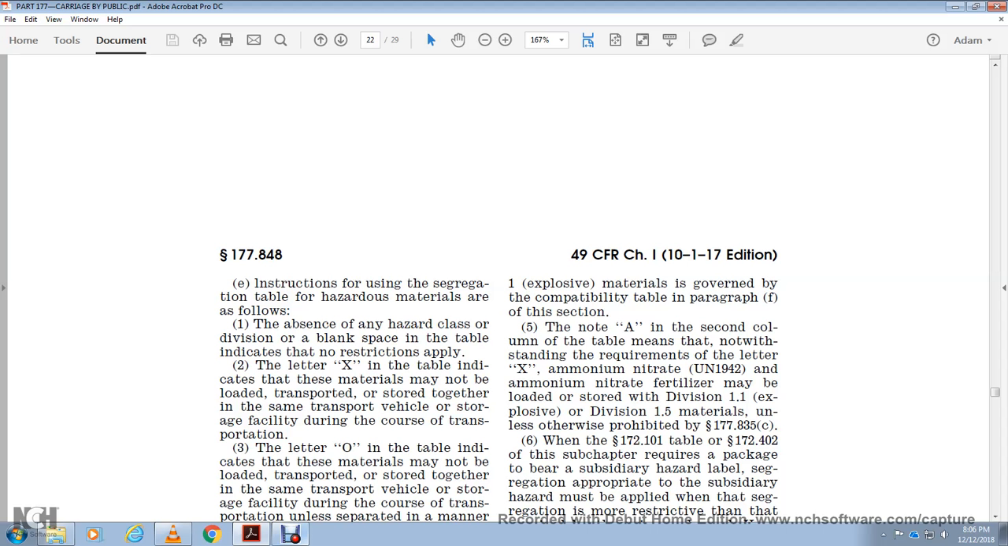In the second column of the table, the meaning does not withstand the requirement of the letter X. Ammonium nitrate, UN 1942, with aluminum nitrate fertilizer made available and sold for Division 1.1 explosive or Division 1.5 materials, unless otherwise prohibited in 177.835(c).